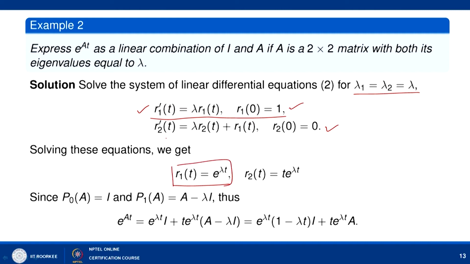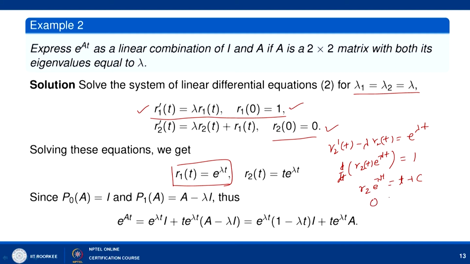Now, to find out r2'(t), we have r2'(t) minus lambda r2(t) equal to e^(lambda t), and we can simply say that if we multiply by e^(minus lambda t) throughout, then I can write this as d/dt of r2(t) e^(minus lambda t) equal to 1, and then if we integrate, then r2 e^(minus lambda t) is equal to t plus some constant c, and you can fix your constant by the condition r2(0) equal to 0.